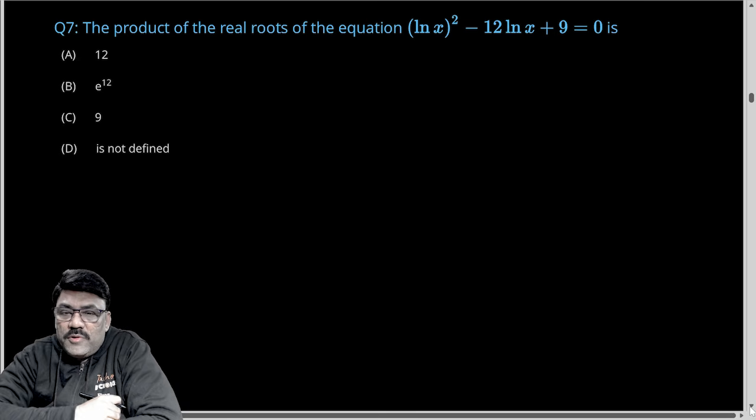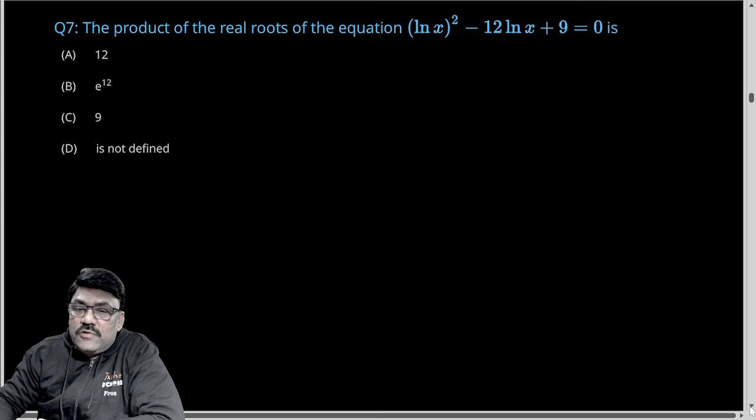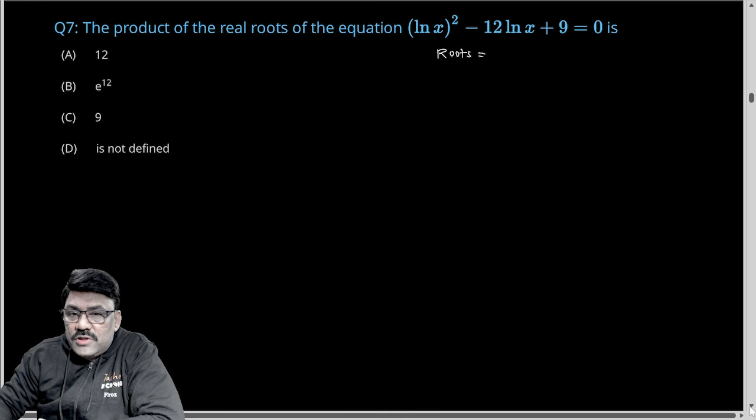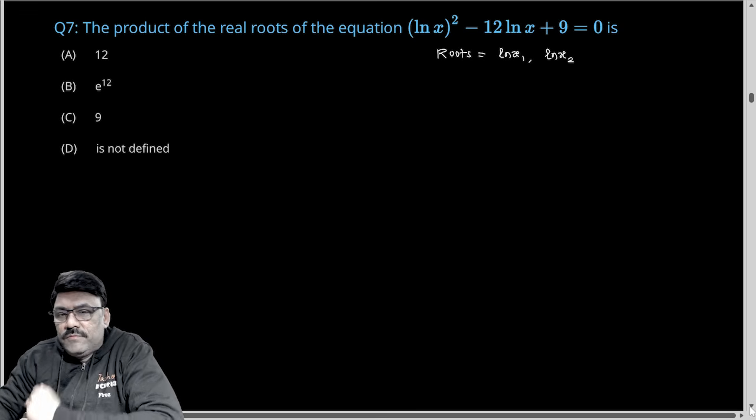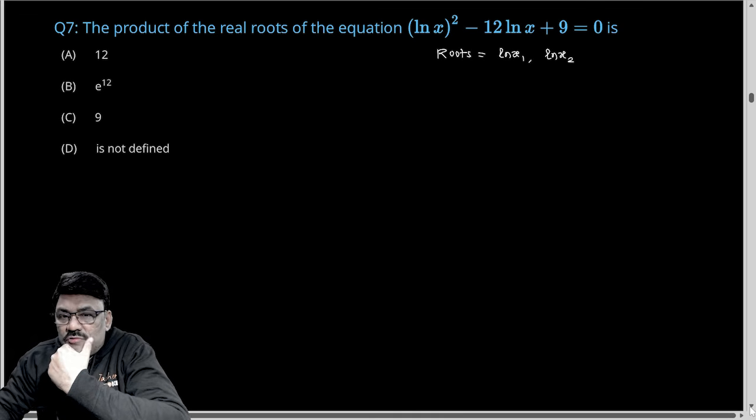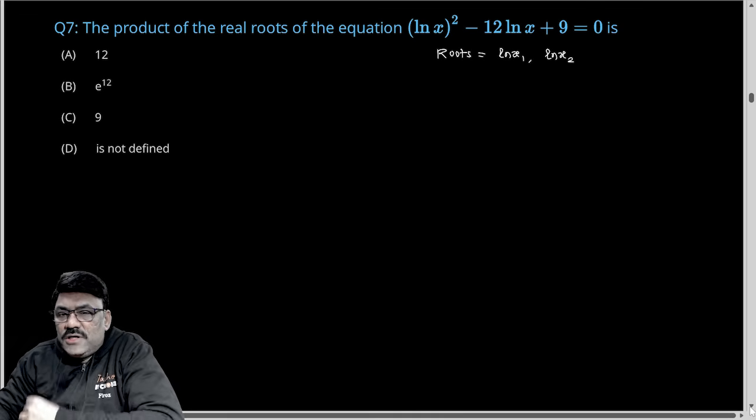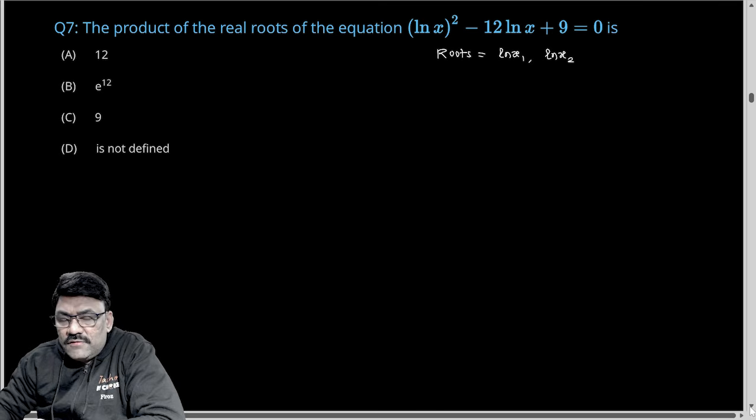Discriminant is positive. So hence this quadratic will give you 2 values of log x. So means this quadratic will give you 2 roots, 2 real values of log x, and let's say 2 real values of log x are log x1 and log x2. The 2 roots of this equation are, let's say, log x1 and log x2. Because it is a quadratic in log x, the roots will be something like this, log x1, log x2.